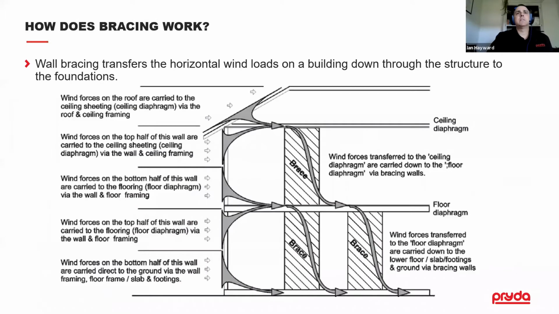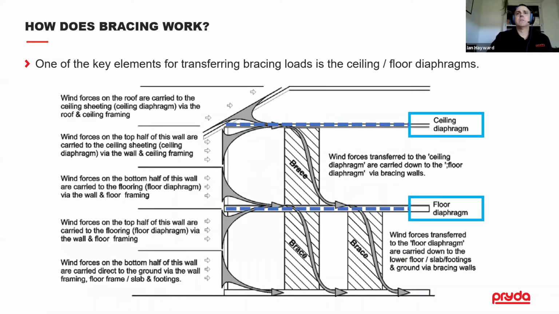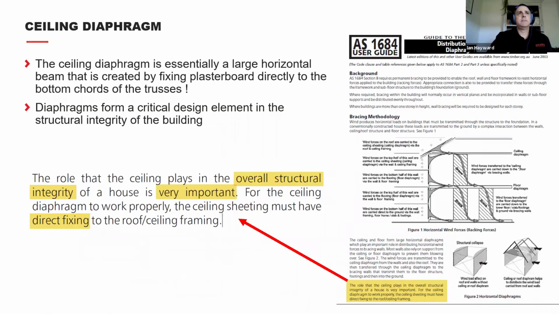So how this is done, essentially when the wind loads hit the building, they transfer through these diaphragms. These are a critical element in the bracing design, the ceiling diaphragm and the floor diaphragm. If we look at how those are created, essentially the ceiling diaphragm is a large horizontal beam that's formed by fixing plasterboard, believe it or not, directly to the bottom chords of trusses. The key thing is they have to be fixed direct to the bottom chords of the trusses. And these really form a critical design element in the structure.